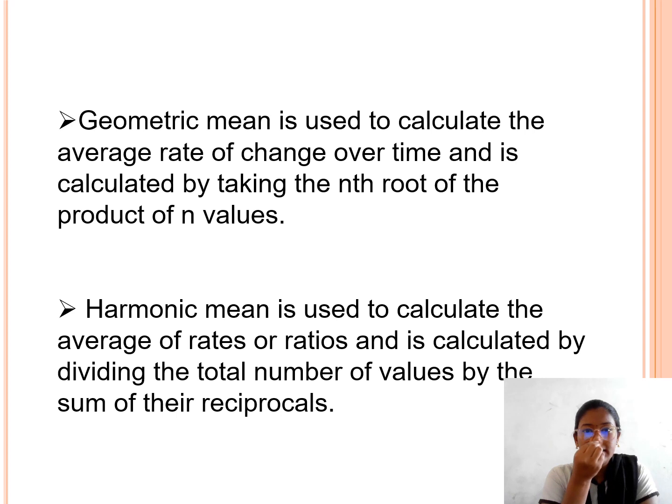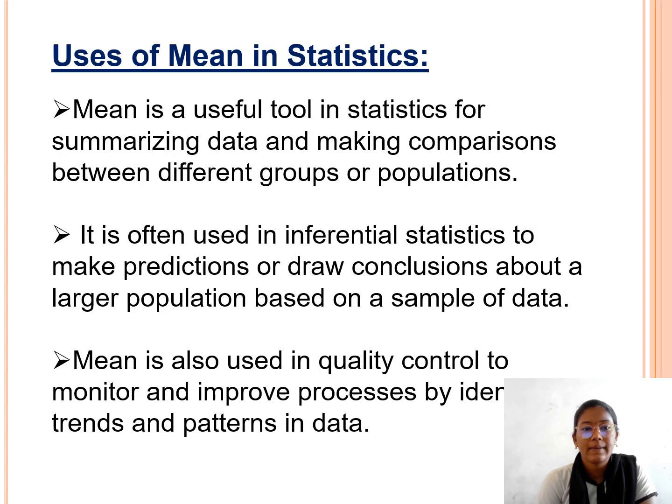Geometric mean is used to calculate the average rate of change over time and is calculated by taking the nth root of the product of n values. Harmonic mean is used to calculate the average of rates or ratios and is calculated by dividing the total number of values by the sum of their reciprocals.